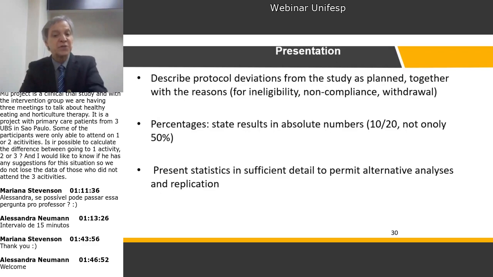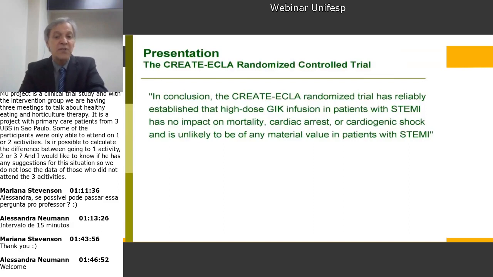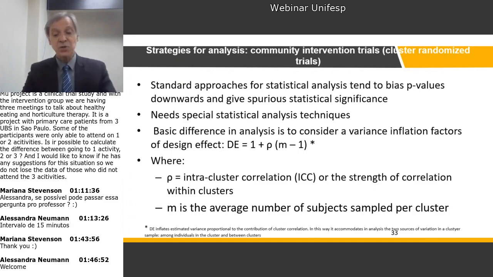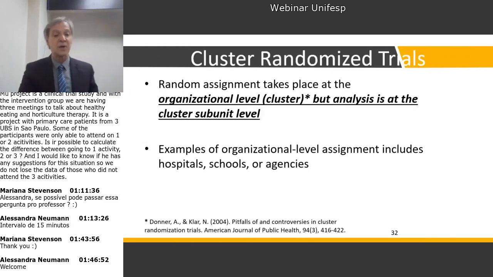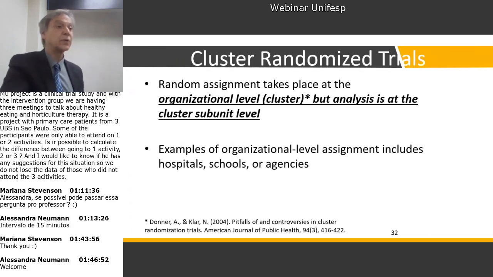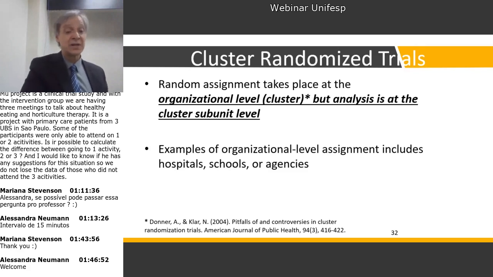Describe the protocol deviation from the study's plan, show your percentage, present statistics. So this is just a little bit of an extra presentation to guide you on how to go about presenting. And what I was talking about before, a cluster randomized trial, I'm giving you in 3 or 4 slides here. And this paper by Donner is very important. I could list here also a chapter of a book that I wrote in statistics that covers intervention trials, but that would be too self-serving. I'm showing Donner, who is the magician of this area. He created this area, Donner and Klar. They have the ultimate paper and they have a book on it.